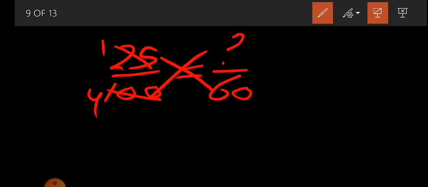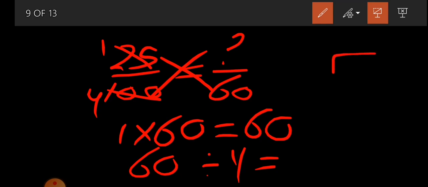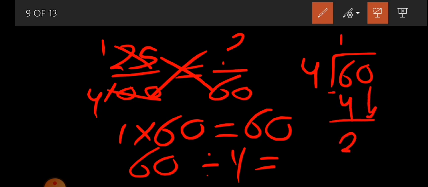Let's make the cross multiplication. 1 times 60 gives me 60. Then 60 divided by 4. Let's make the division. 6 divided by 4 will give me 1. 4 subtract 2, put down the 0. 20 divided by 4 is 5. 5 times 4 is 20, so we're done. So the answer is 15.